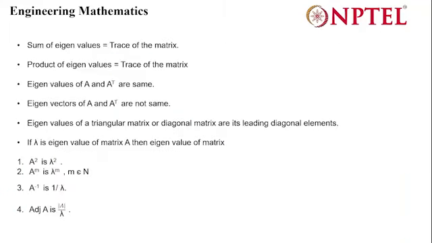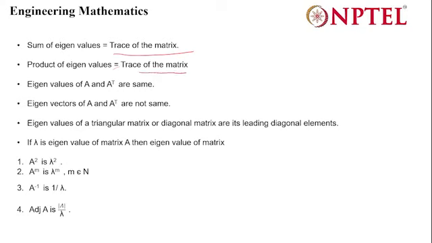Okay. There are some small properties, but they are important. Like the sum of eigenvalues is the trace of the matrix. Everyone knows what the trace of the matrix is? Sum of the diagonal elements. Yeah, correct. Then the product of eigenvalues is the trace of the matrix.